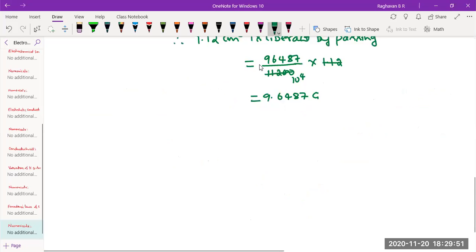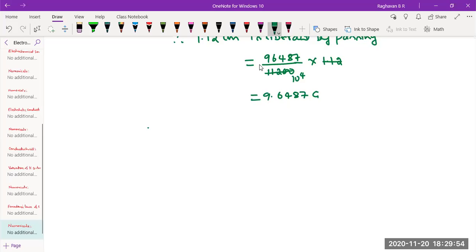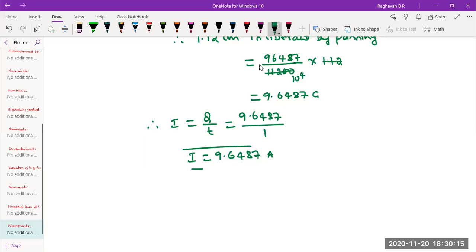Okay, now time is 1 second. I is equal to Q by T. 9.6487 divided by 1 second. 9.6487 ampere. Time is equal to 1 second. I is the question. That's all the current strength calculation.